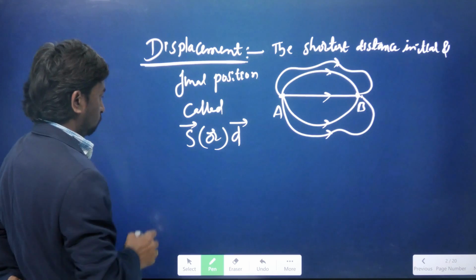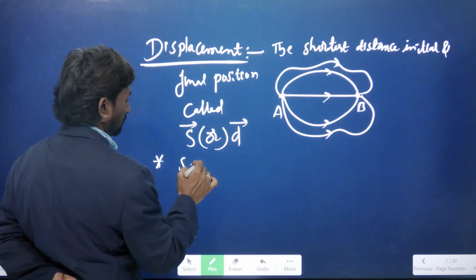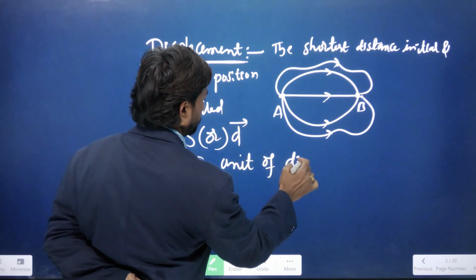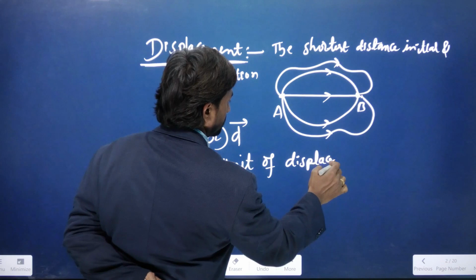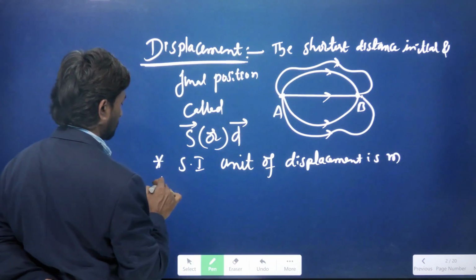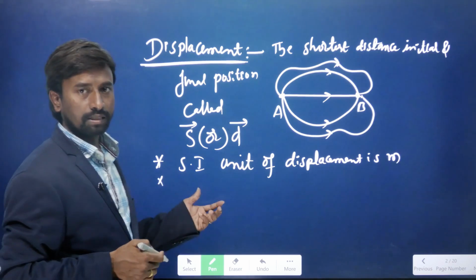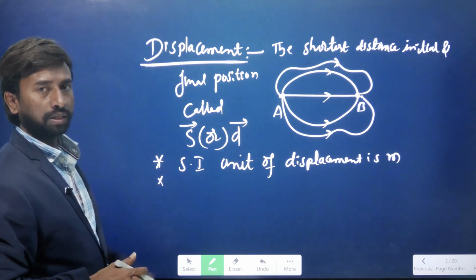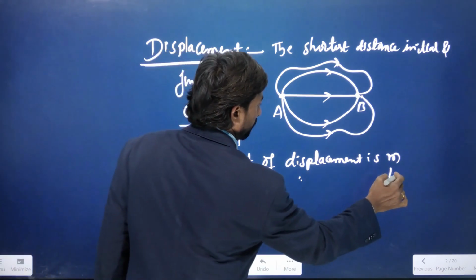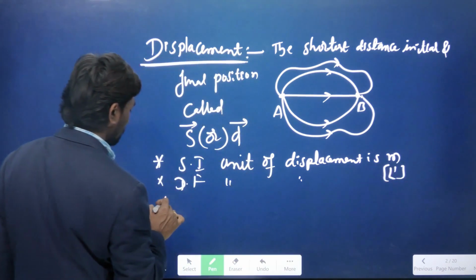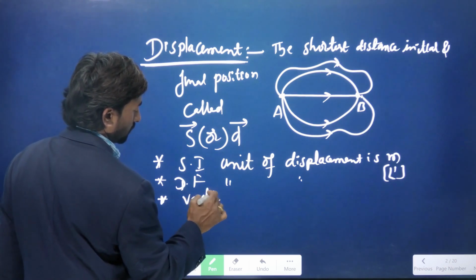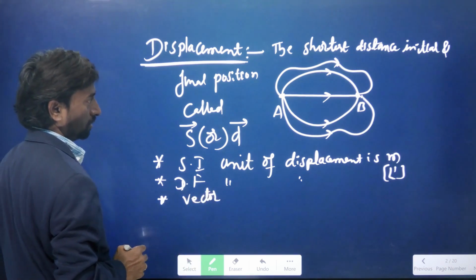Now the SI unit of displacement is meters. So the dimension formula is the same as that of distance, that is L power 1 only, and this displacement is a vector quantity because it has both magnitude and direction.